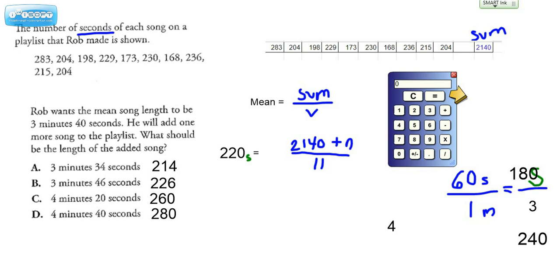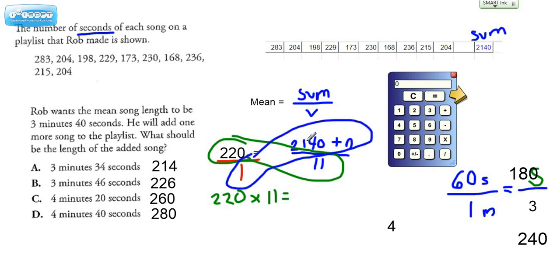Now if we're going to press on, some people like to use cross products to solve this because it just makes more sense to them. I'm just going to stick a 1 underneath here. All right, so let's look at what this cross product would be. That's 220 times 11. Make sure you write that on your piece of paper. Equals, and then if we look at this cross product, that would be 1 times this, which would just give us this. 2,140 plus n.